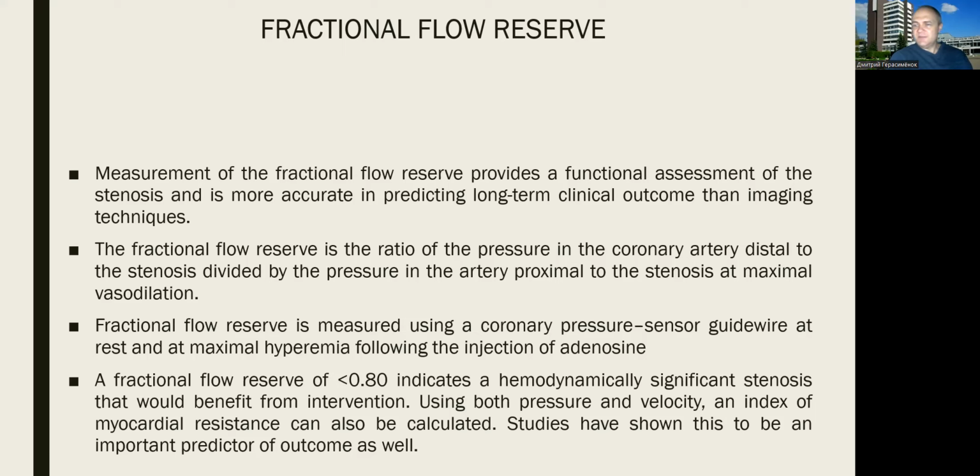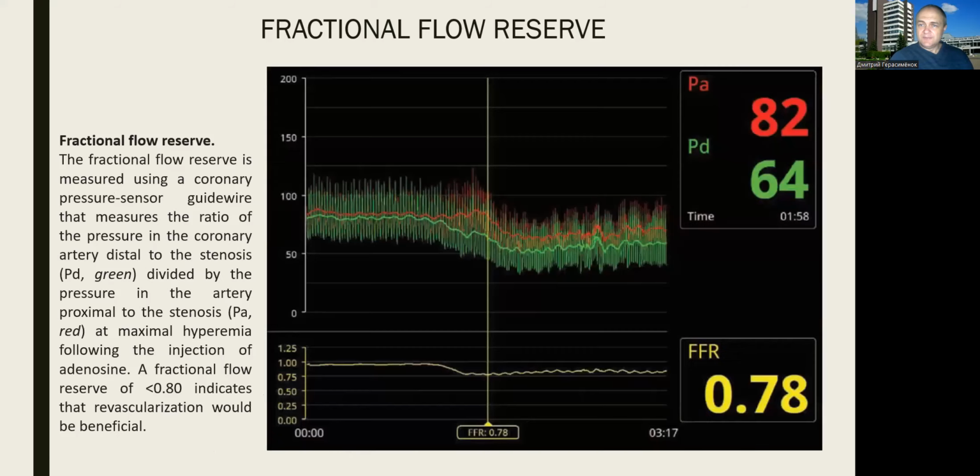Fractional flow reserve is measured using a coronary pressure sensor guide wire at rest and at maximal hyperemia following the injection of adenosine. A fractional flow reserve of below 0.8 indicates a hemodynamically significant stenosis that would benefit from intervention. Using both pressure and velocity, an index of myocardial resistance can also be calculated. Studies have shown this to be an important predictor of outcomes as well.